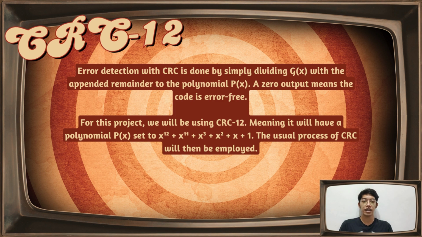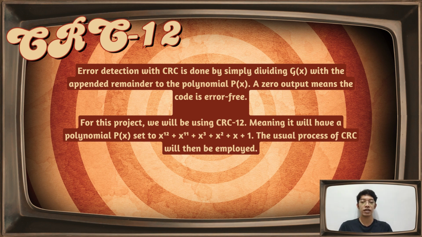Error detection for CRC is done by simply dividing g of x, our input, with the remainder by the polynomial again. If the output is purely zero, that means our code is error-free. But in case the output is non-zero, it means there's an error in our message.